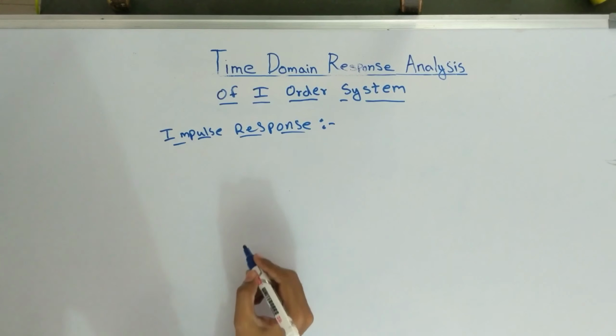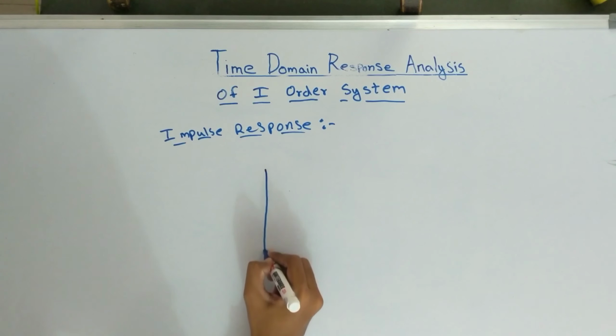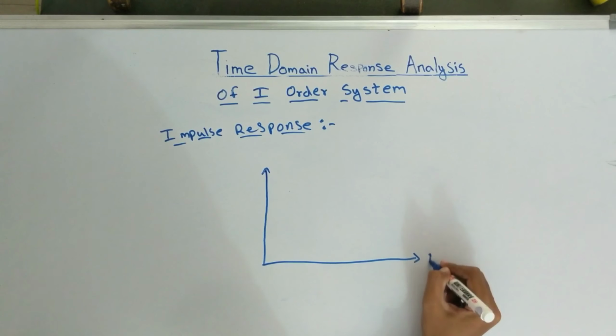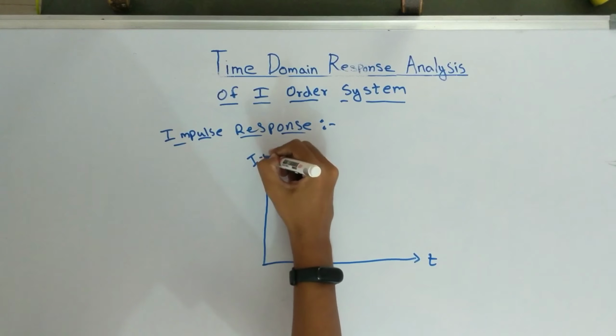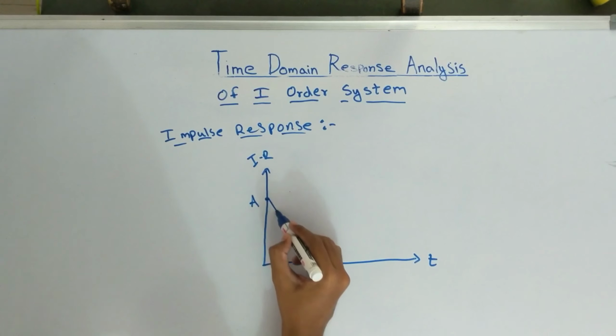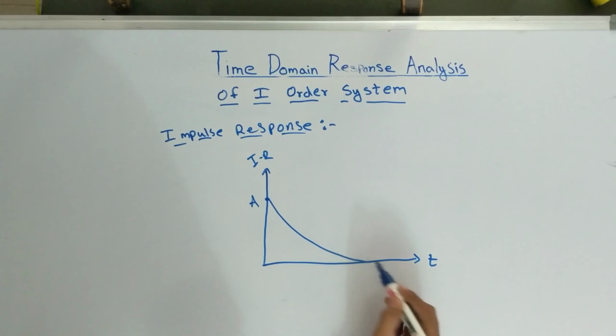Let's plot this impulse response in graphical form. At t equal to 0, let the amplitude response be A. It will decay exponentially with time and will be 0 at t equal to infinity. This is the impulse response or transient response.